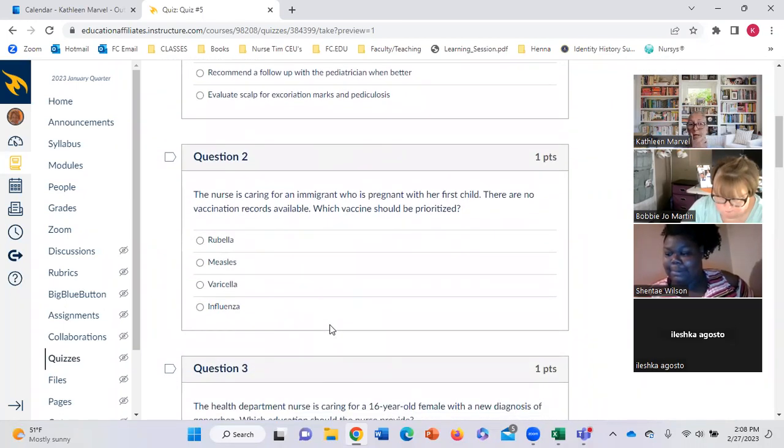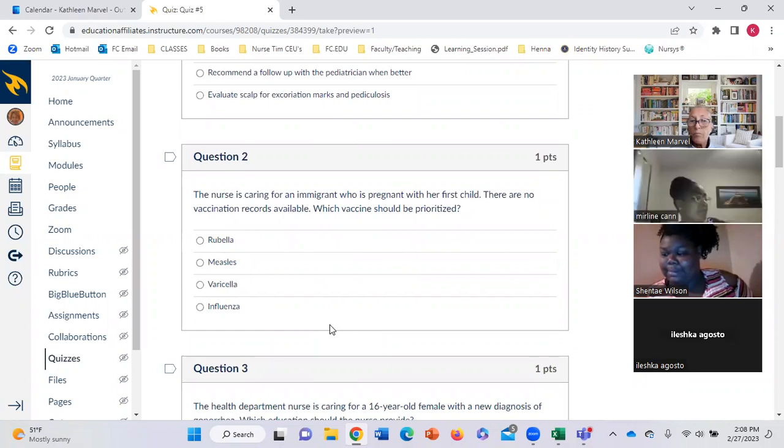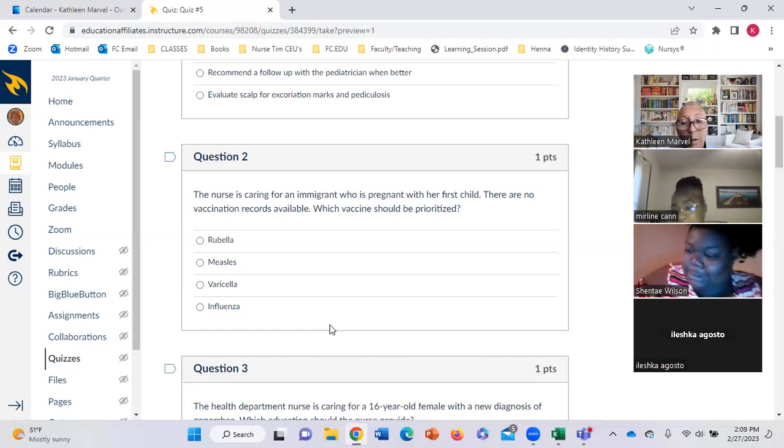Question 2. The nurse is caring for an immigrant who is pregnant with her first child. There are no vaccination records available. Which vaccine should be prioritized? This is in your readings. Rubella. Why is the answer rubella? Because the question already said there are no vaccine records available, and because she's pregnant, this is the only one she cannot take while she's pregnant. Okay.